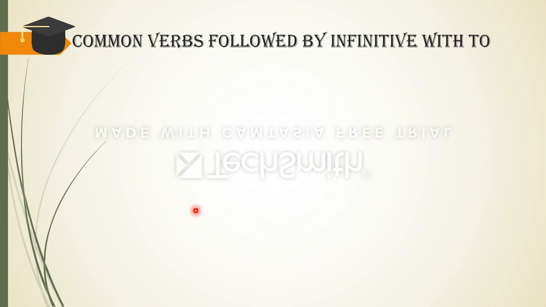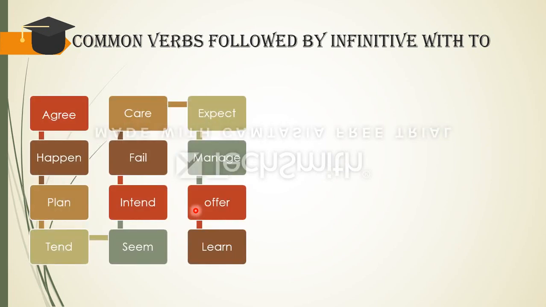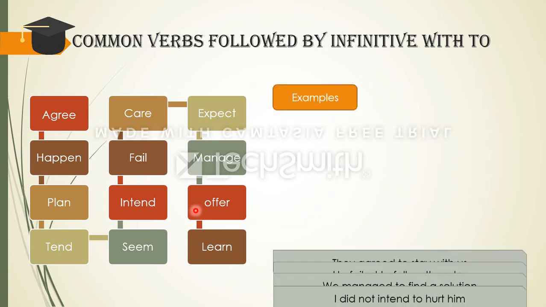Now let's move on and speak about common verbs, but now followed by the infinitive with to. Common verbs followed by infinitive with to. Here I have collected some of these verbs. Of course they are not all, but these are the common ones used: agree, care, expect, happen, fail, manage, plan, intend, offer, tend, seem, learn. Let's see them in some examples.